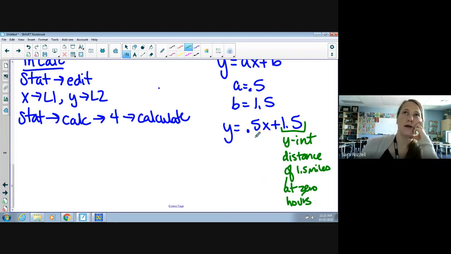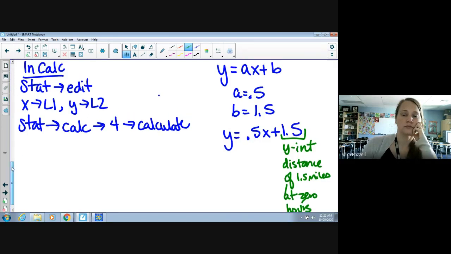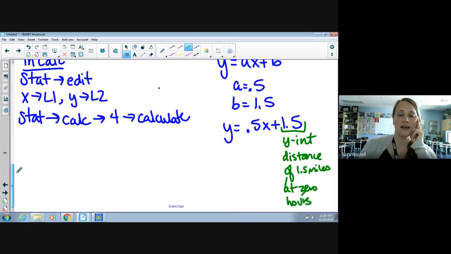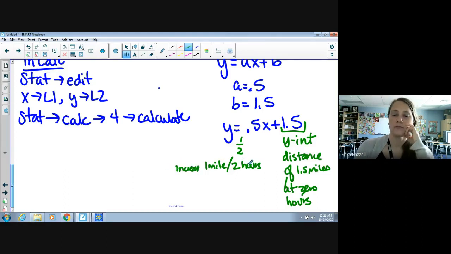All right. Now let's think about our slope. Our slope is 0.5, but we can also look at it that we went up 1 and over 2, right? So for every mile we went up, our time increased by how many hours? So we went up a mile over 2 hours, right? So you can say this is the same as 1/2, because miles were our y value, 1 mile per 2 hours. So it's an increase of 1 mile per 2 hours.